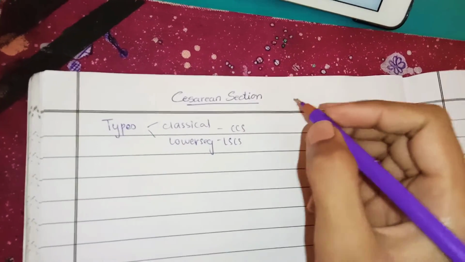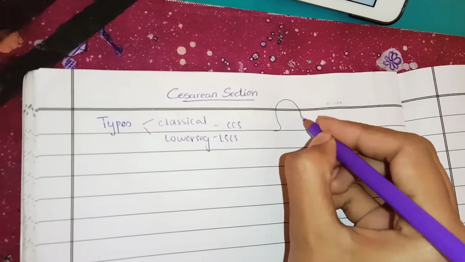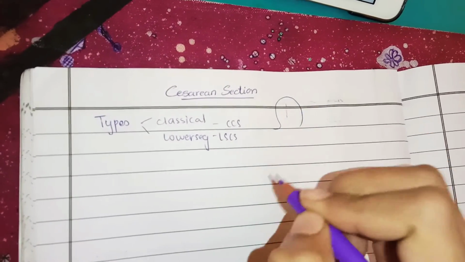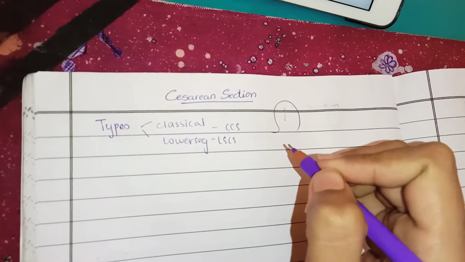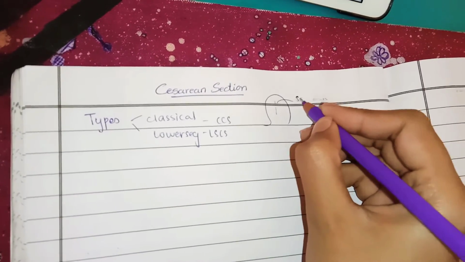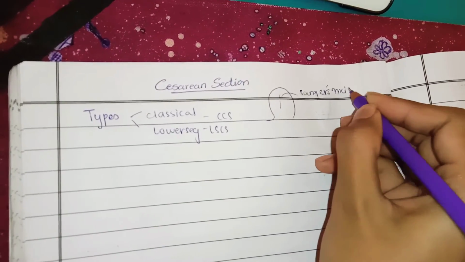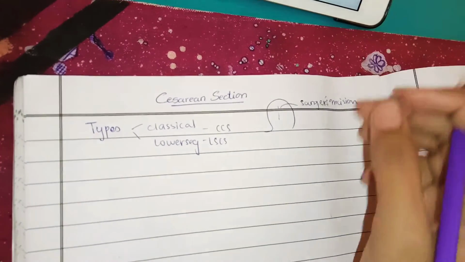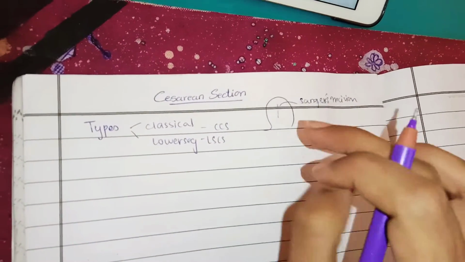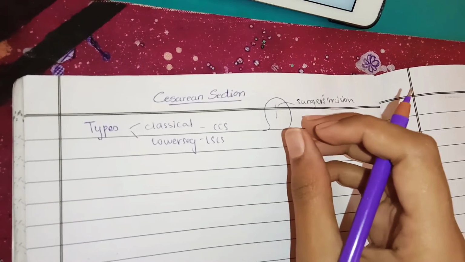So classical Scissoring section is an incision which is given on the upper uterine segment. For example, at mid-uterus, if you give an incision like this in the upper uterine segment in the midline, this is called classical Scissoring section, and this is also called Sanger's incision. The upper segment will be very thick and it is a contractile part of the uterus.